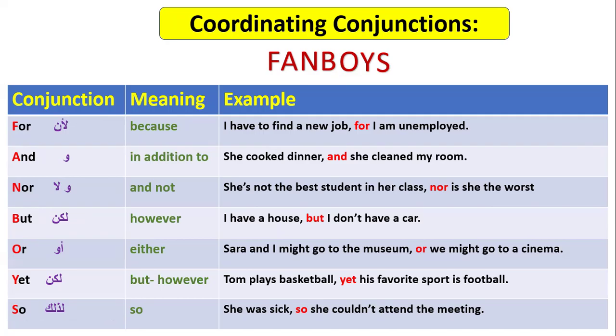I have to find a new job for I am unemployed. يجب أن أحصل على وظيفة جديدة لأنني عاطل عن العمل. So for here means لأن. Just be careful with that. The rest of them, I think, might be clear for all of you. And in case they are not clear, you can just go back to the examples and study them.